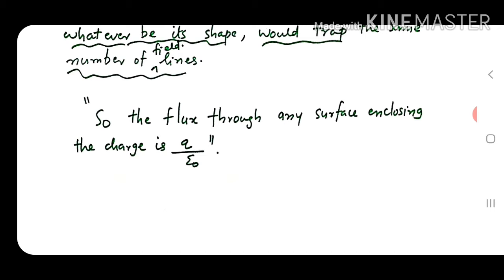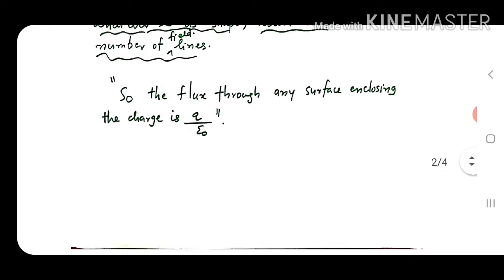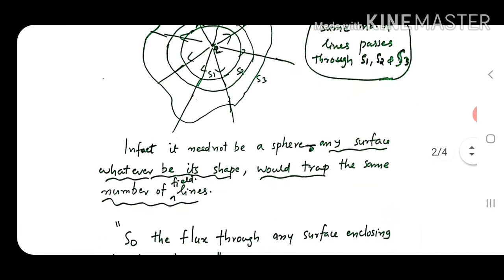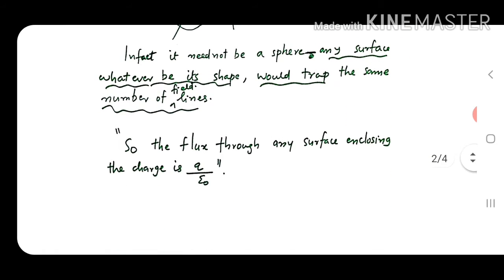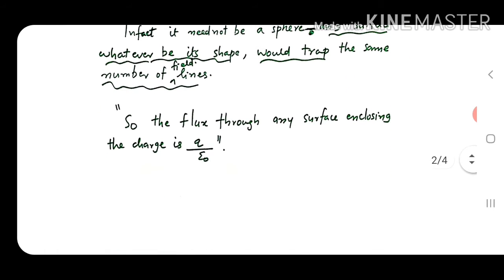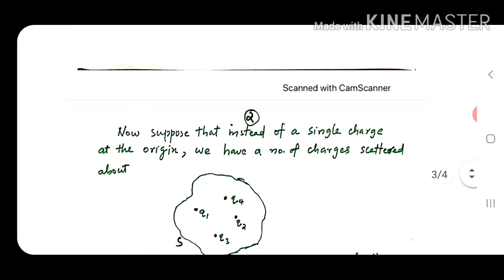The flux through any surface enclosing the charge is q by epsilon 0. So the surface need not be a sphere. Any surface enclosing the charge, if you calculate the flux, that will be equal to q by epsilon 0. So for a point charge, we have got this result. For a point charge q, the flux through any surface enclosing it is equal to q by epsilon 0.